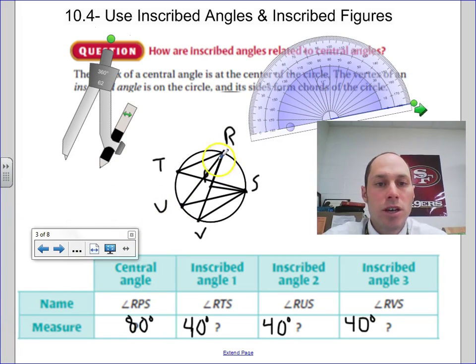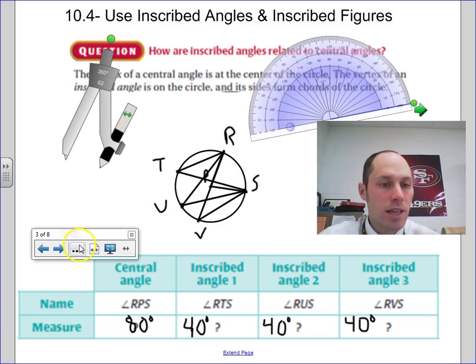All right, so when I measured RPS, we call that the central angle since the vertex is in the center. I got 80 degrees. And then my 3 inscribed angles, RTS was 40 degrees, RUS was 40 degrees, and RVS was also 40 degrees. You should have noticed some similar results with your own figure, that the inscribed angles were half of the central angle.